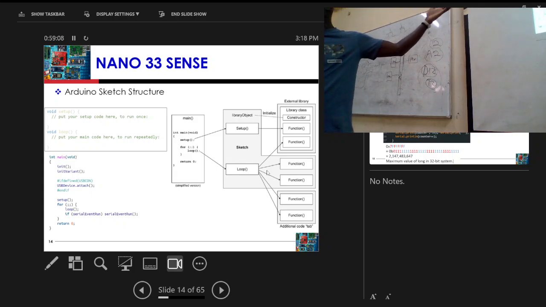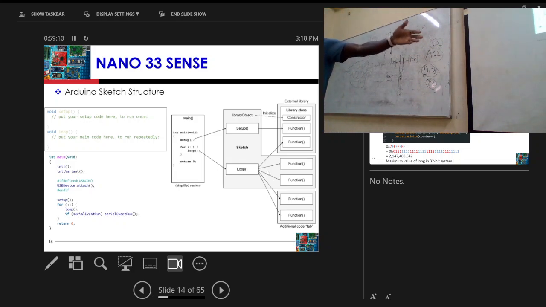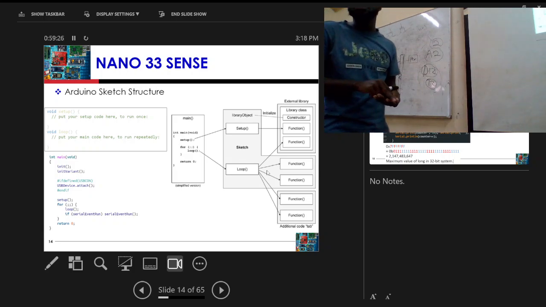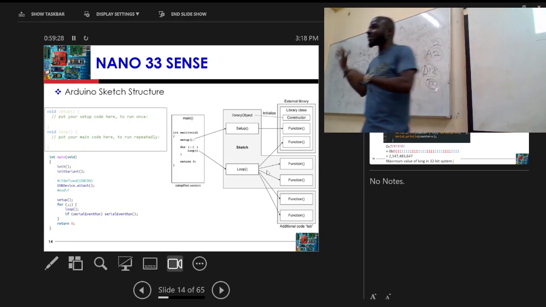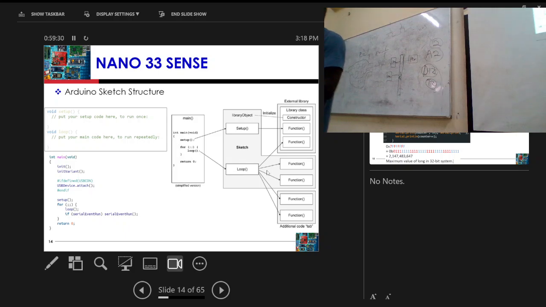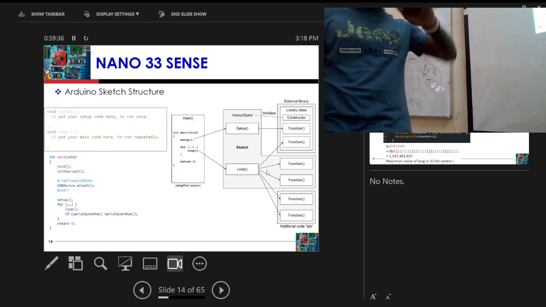And then we have the second function, which is the loop. The loop function runs, and once it gets to the end of the code, it begins again. So it runs forever. Everyone there? Within the setup and the loop, all you use is functions, just call functions. If I'm going to use a temperature sensor, I call the temperature sensor library and stuff like that. That's all you do. Understood?